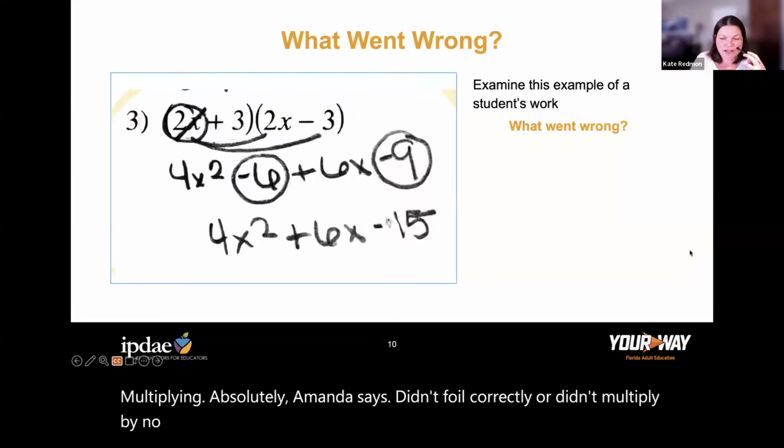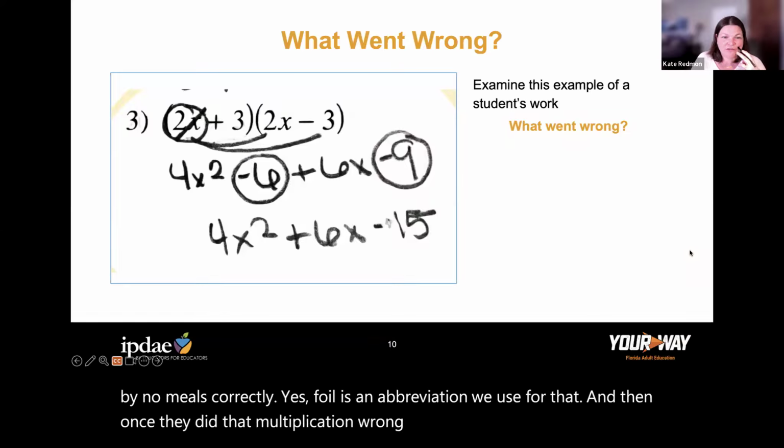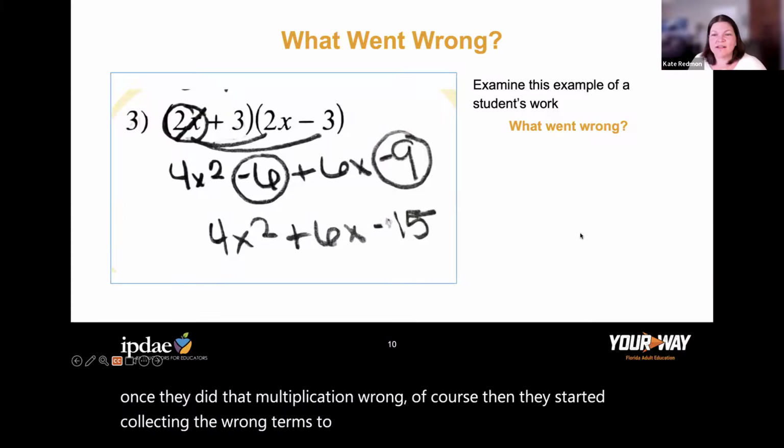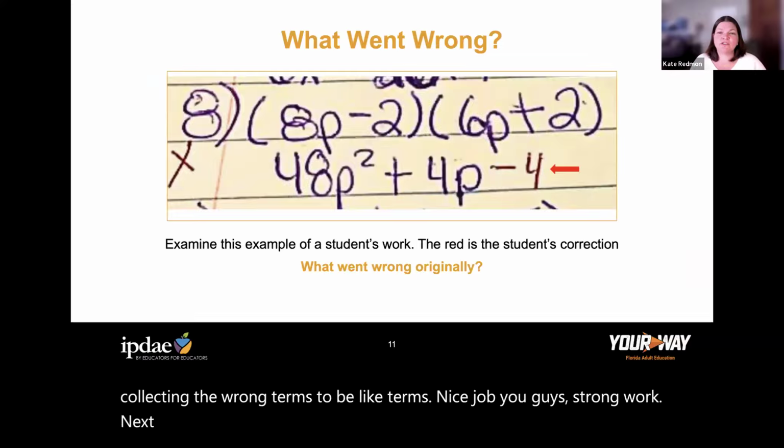Yes, FOIL is an abbreviation we use for that. And then once they did that multiplication wrong, of course, then they started collecting the wrong terms to be like terms. Nice job, you guys. Strong work. Next one. Okay, so this is another example of a student's work.